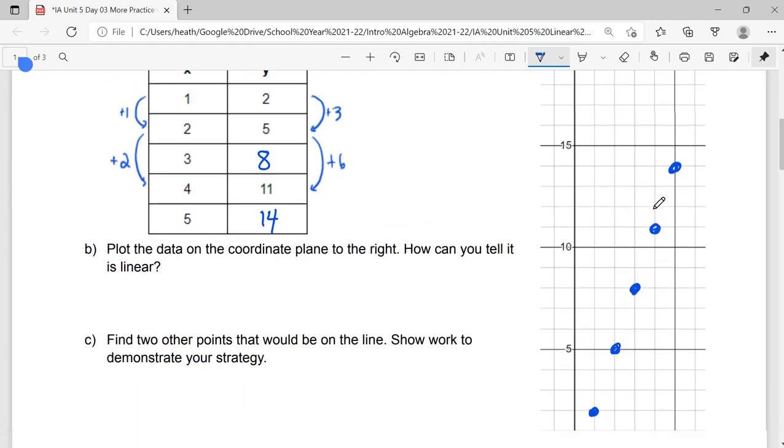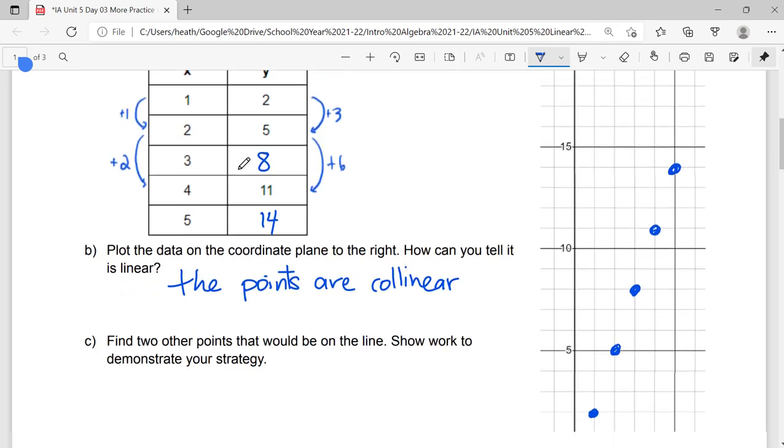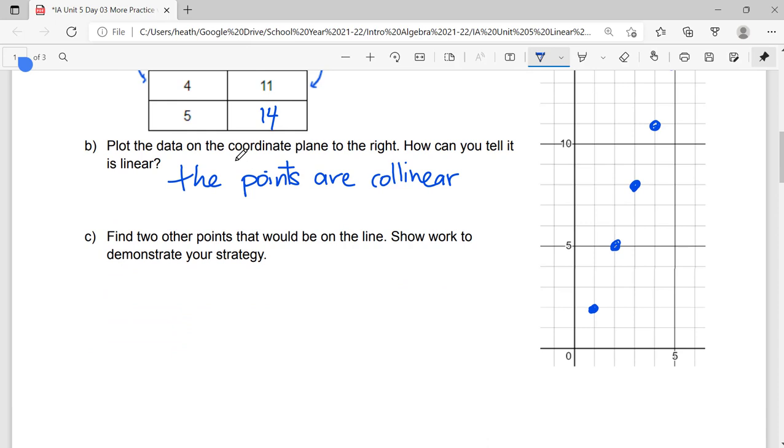So we can tell this is linear because those points are all on a line. The fancy way to say that is collinear, all on the same line. And then it says find 2 other points that would be on the line. Then we could think about, well, if I started with 5, 14 and just kept going, if I went to 6, then adding 1 here, I have to add 3 here. So I'd have 6, 17. And 7, I'd have to have another 3, 20.